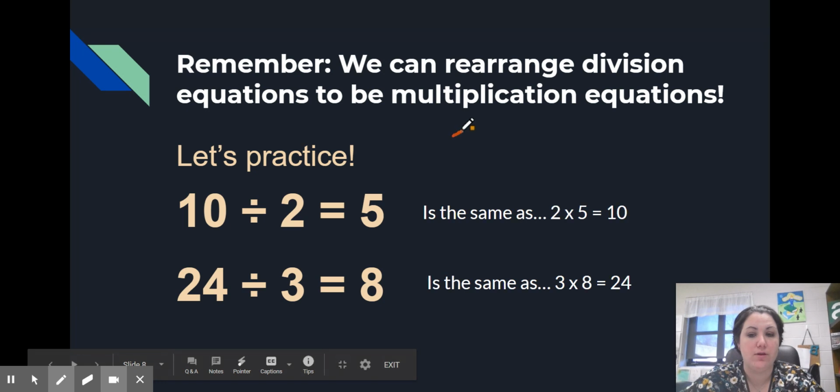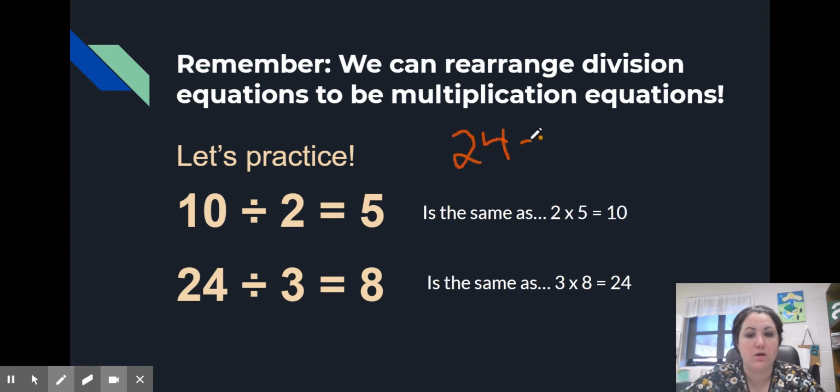Another example, if you have 24 divided by 6 equals 4, this is actually the same as 6 times 4.